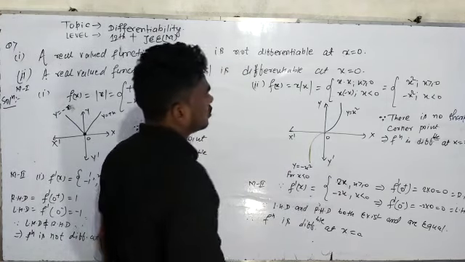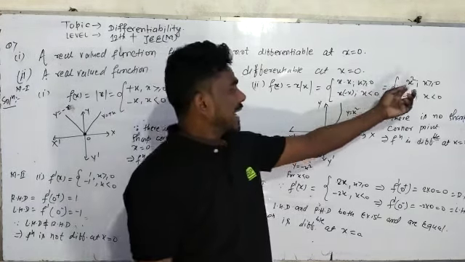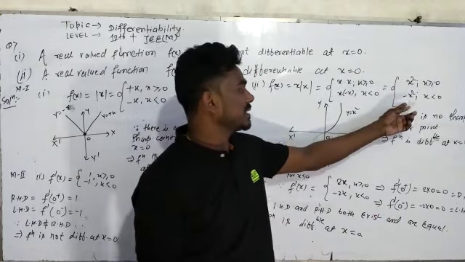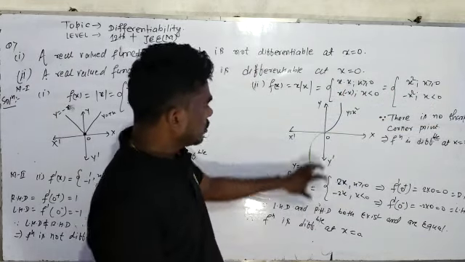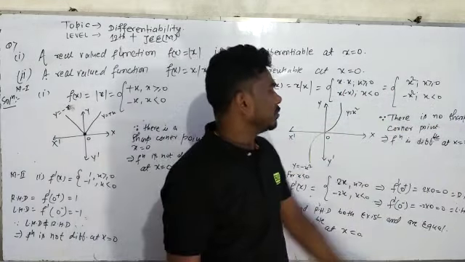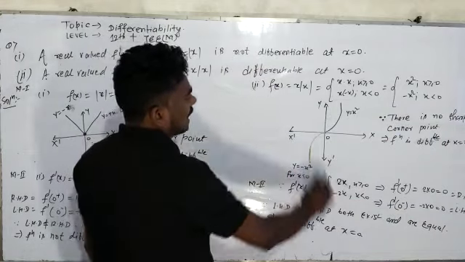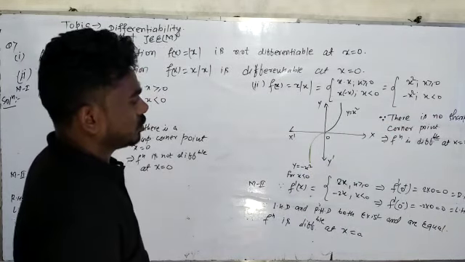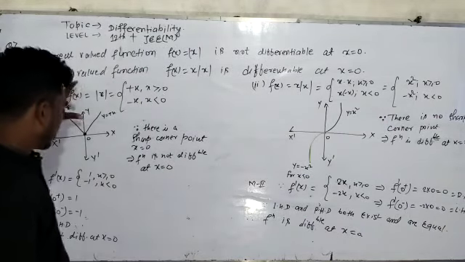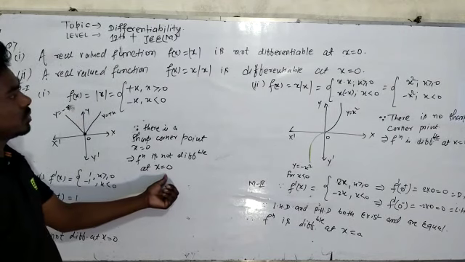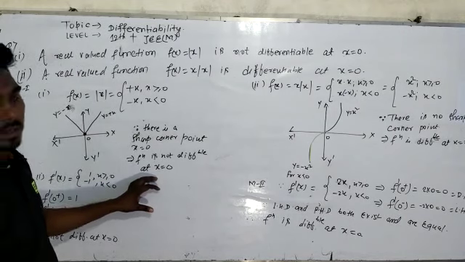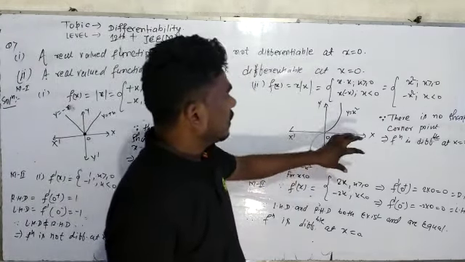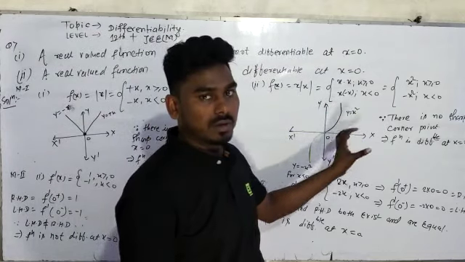So the graph of this function is what? f of x equals x square for this domain. So this is the graph, and f of x equals minus x square when x is less than 0. So this is the graph for the negative domain. Here there is no sharp corner point, so the function is differentiable at x equals 0. Moreover, the mod x function is not differentiable at x equals 0 but is differentiable throughout the real numbers except 0, and this function is differentiable throughout the entire domain of real numbers.